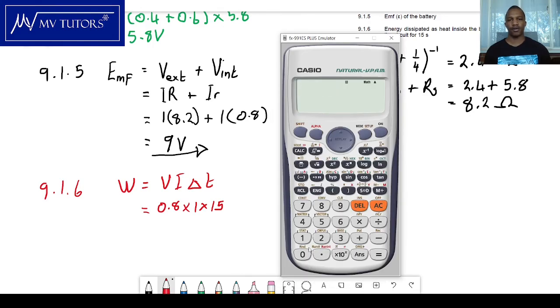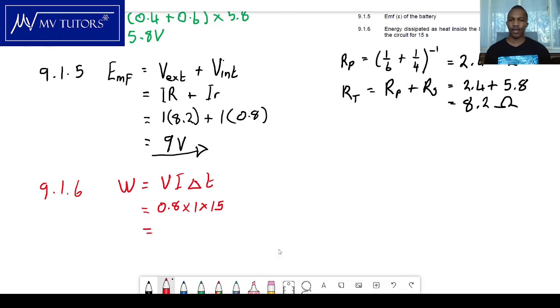All right, so 0.8 times 1 times 15, and that gives you 12. And then what is the unit of work done? Energy is given in joules. Okay, so that's our final answer over there.